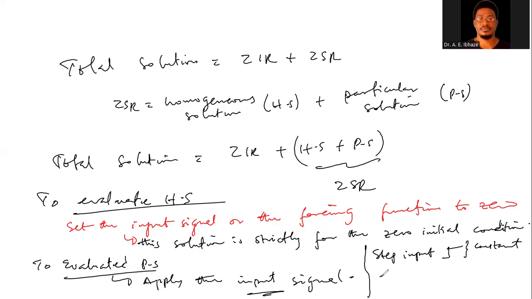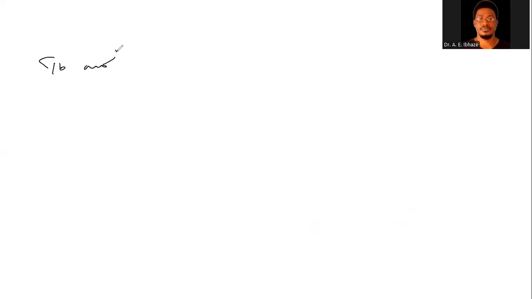And what if we have a sine or cosine input? The particular solution will be a combination of both sine and cosine functions. Okay. So for us to be able to now model an LTI system, to model a linear time invariant system. So that's an LTI system.